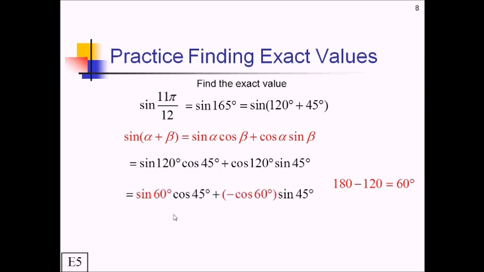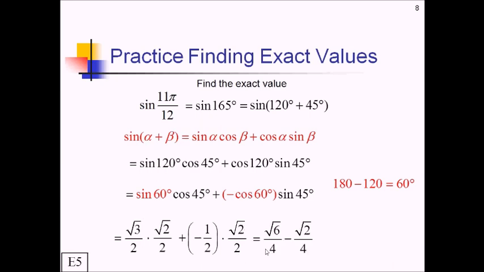All right, let's go through term by term. Sine of 60, that's going to be root 3 over 2. Cosine of 45, root 2 over 2. Negative cosine of 60, that's going to be negative 1/2. And then sine of 45 is again root 2 over 2. So we've got root 6 over 4 minus root 2 over 4, or radical 6 minus radical 2, all over 4.